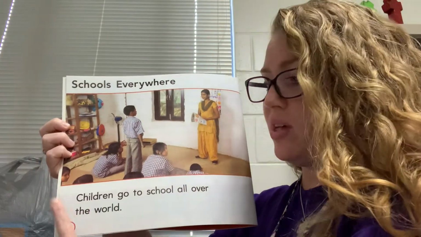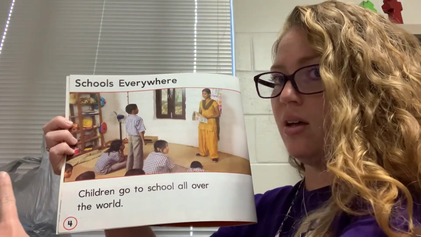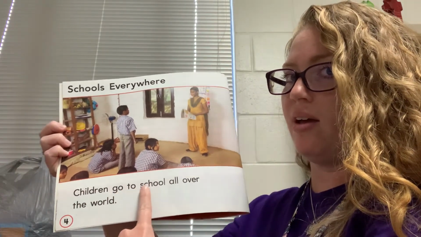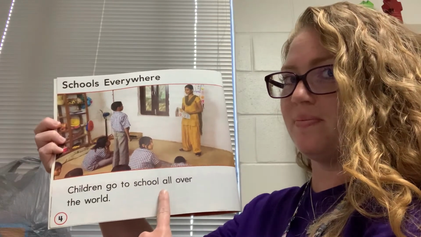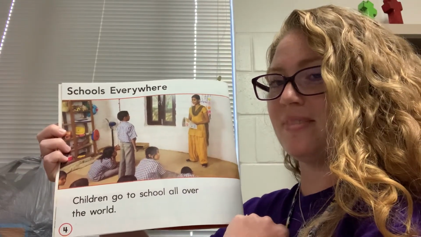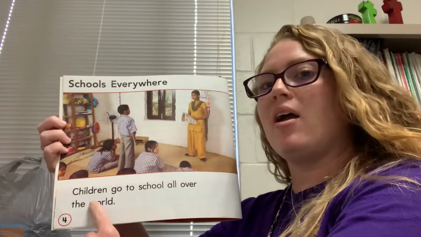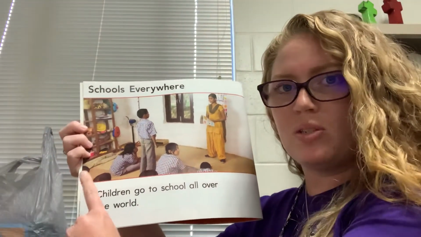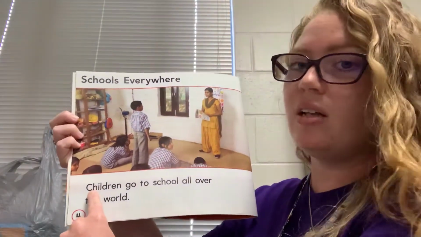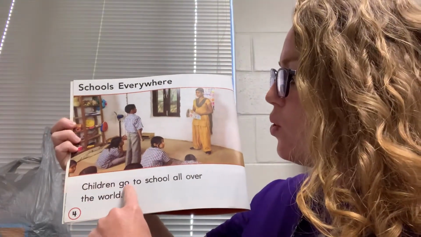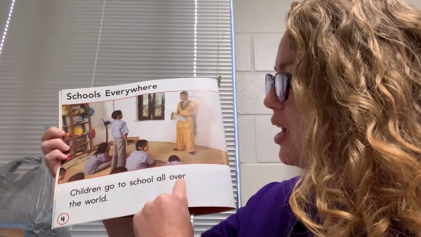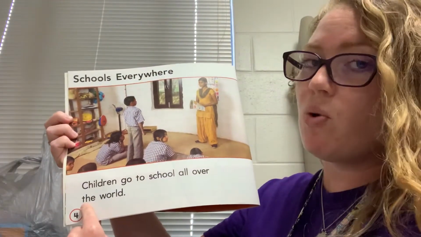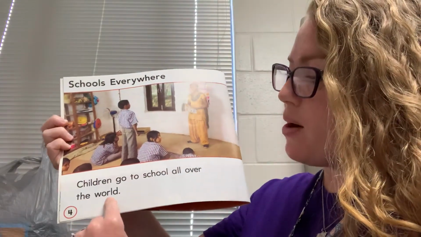Do I go this way? Or do I go this way? That's right. You go this way. Because if I went this way, there would be no words. There's no words for me to read. But if I start here on the left side, I go all the way to the right side, and then I sweep back down to read the rest of the words on the page. So then I finish here.